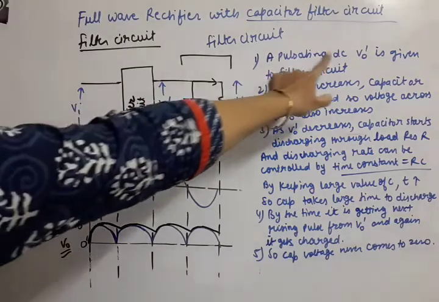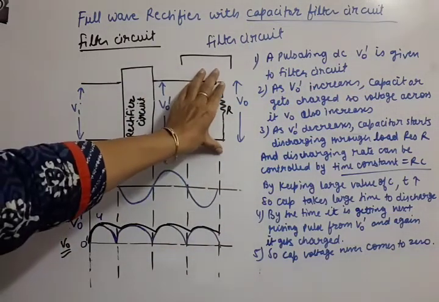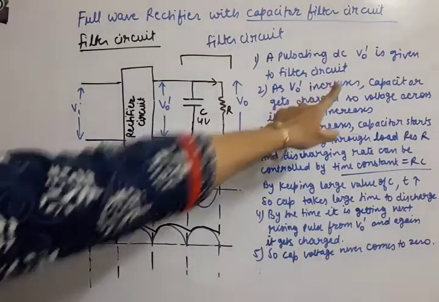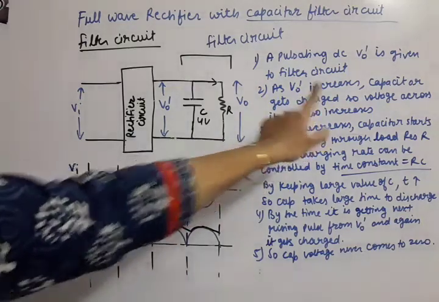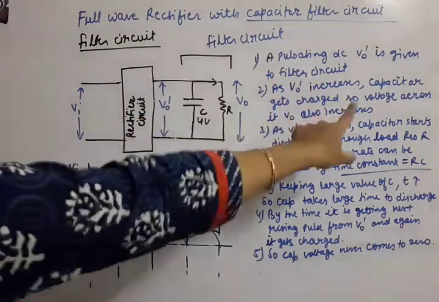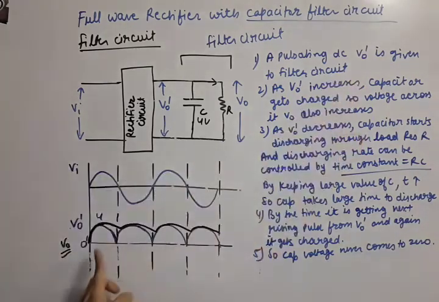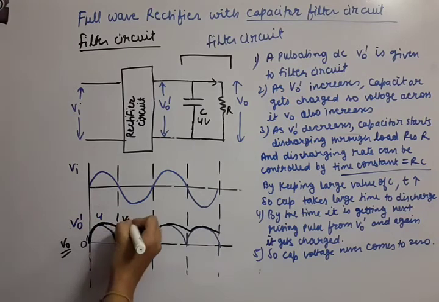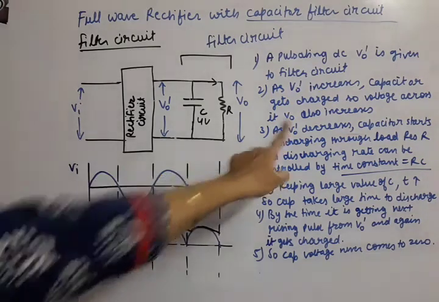A pulsating DC VO dash is given to the filter circuit. As VO dash increases, the capacitor gets charged. So the voltage across it, that means VO, also increases. This black color one is VO. This also increases.